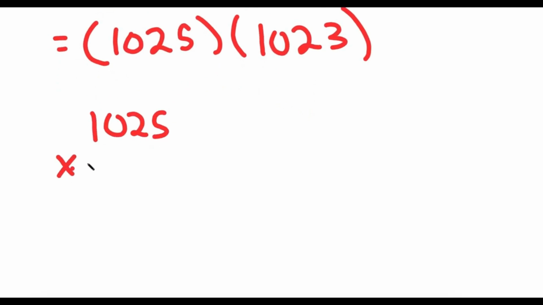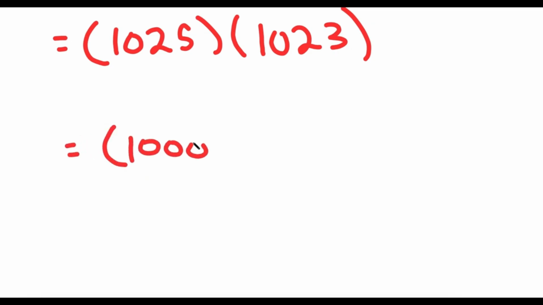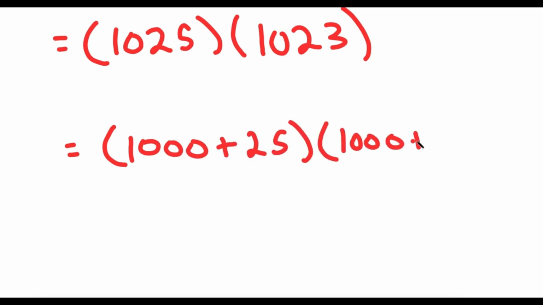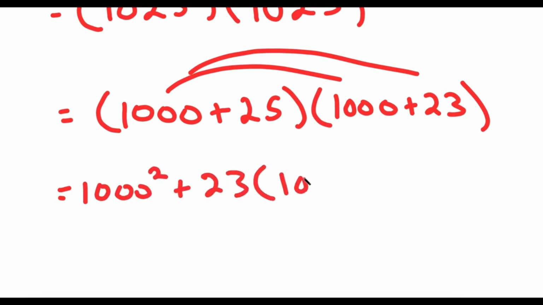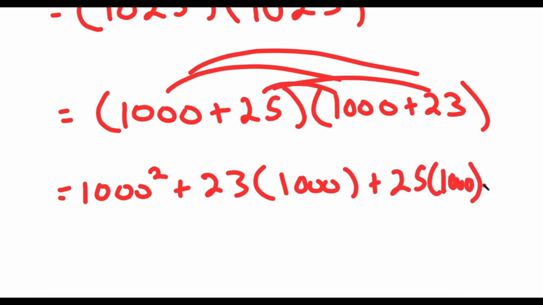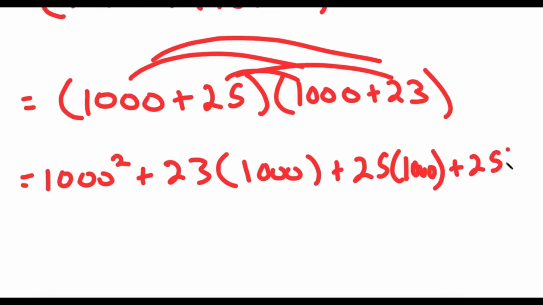To multiply these two, I'm not just going to do it using the basic multiplication method because this takes way too long. Instead, what I'm going to do is rewrite this as 1000 plus 25 times 1000 plus 23, and now I can distribute my 1000, so I get 1000 squared plus 23 times 1000, and now I can distribute 25, so I get 25 times 1000 plus 25 times 23.